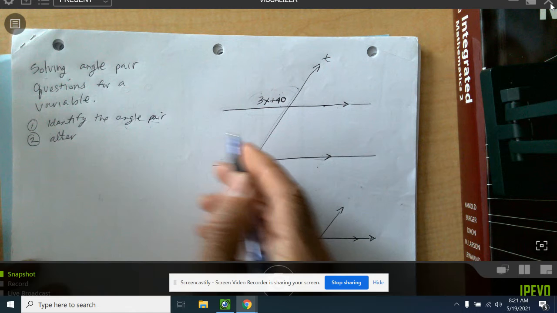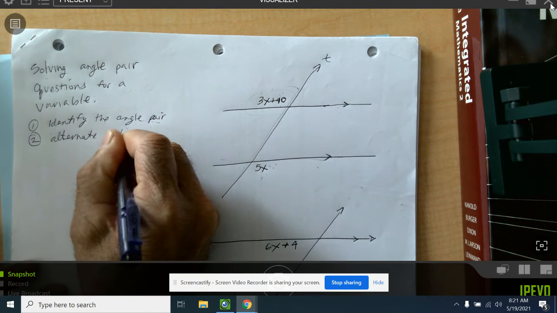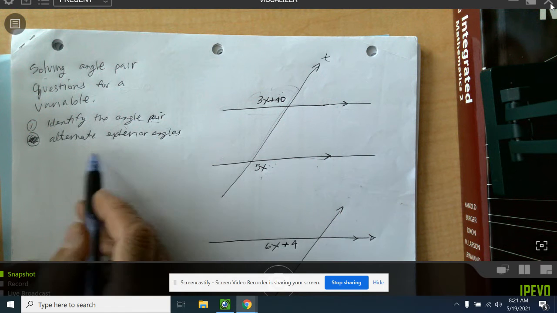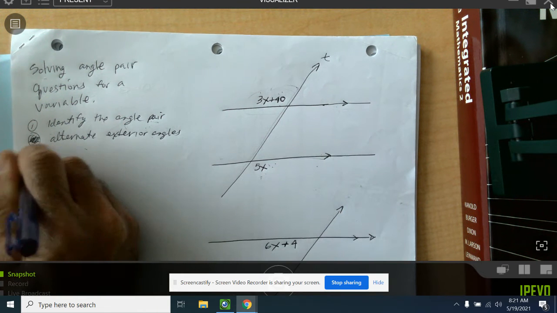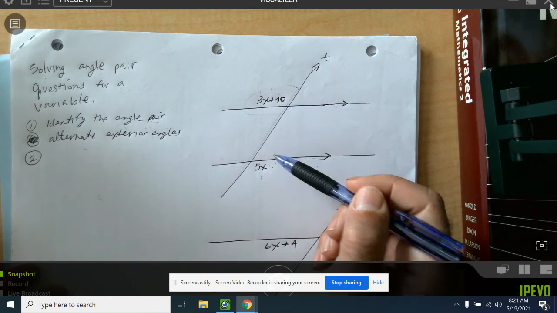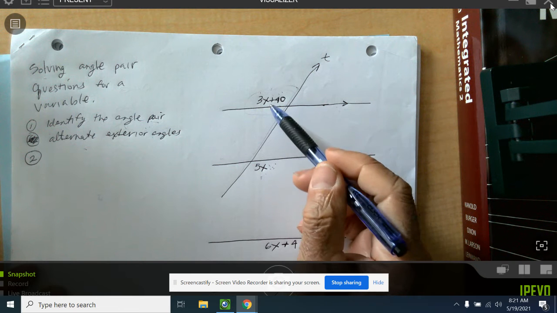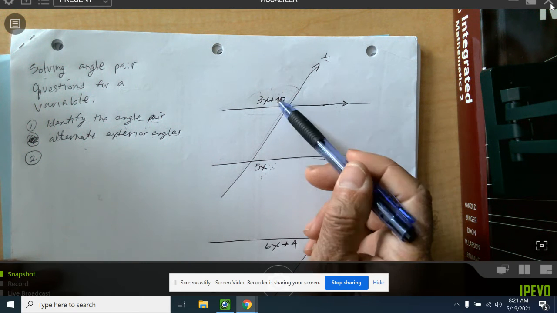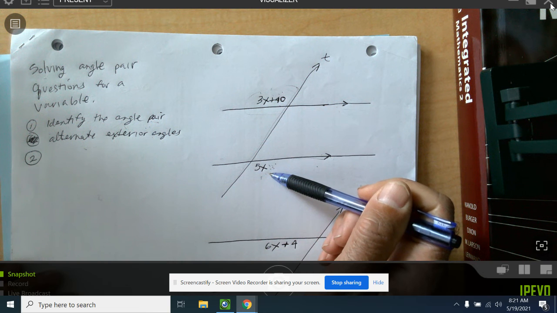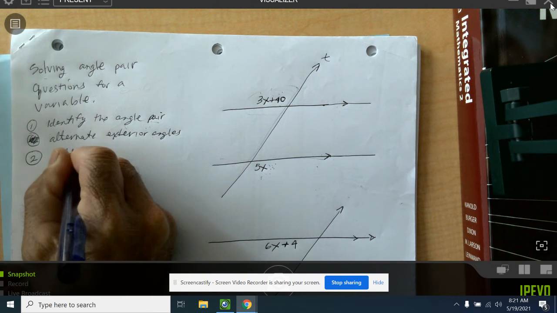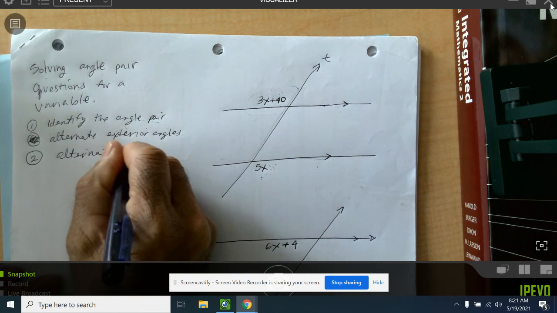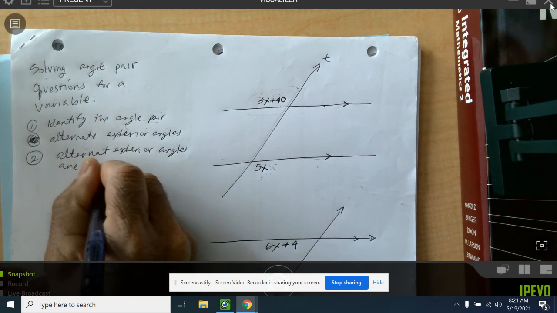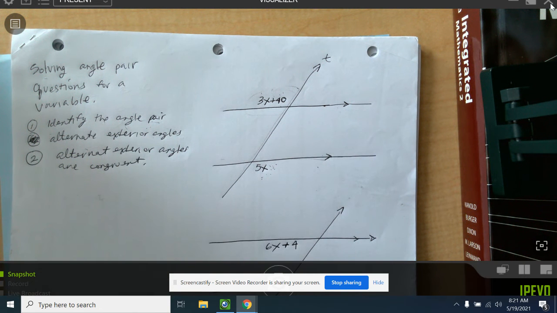So in this case, they're alternate exterior angles. Okay, so that would be the identification part. The second part is you should know what's true about these. The property of alternate exterior angles is that these two angles must be the same. They're congruent. So alternate exterior angles are congruent.